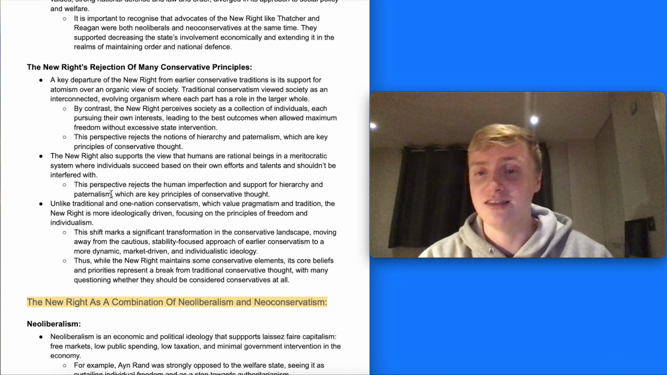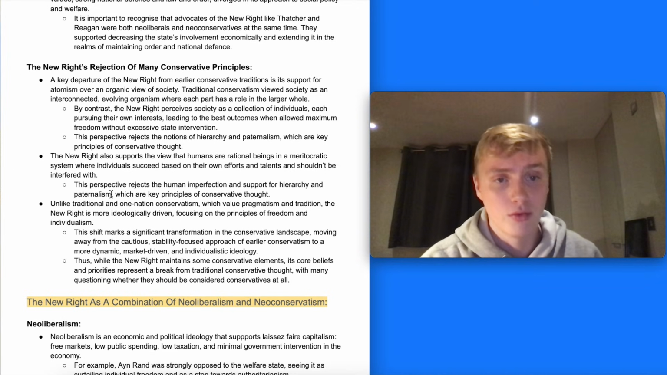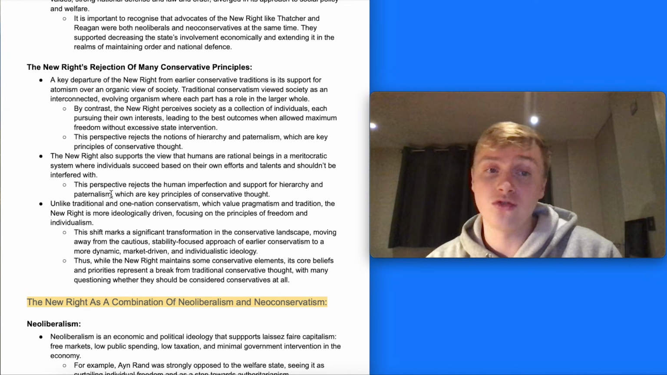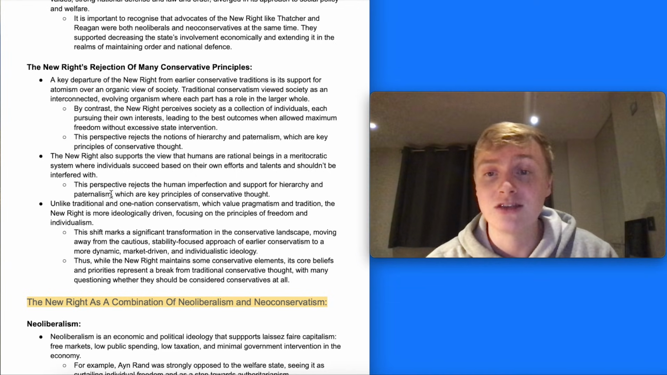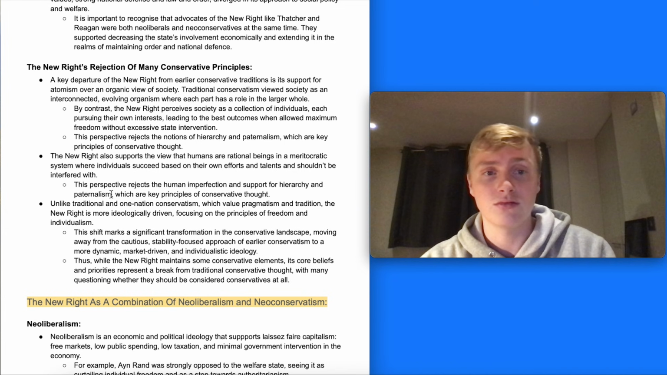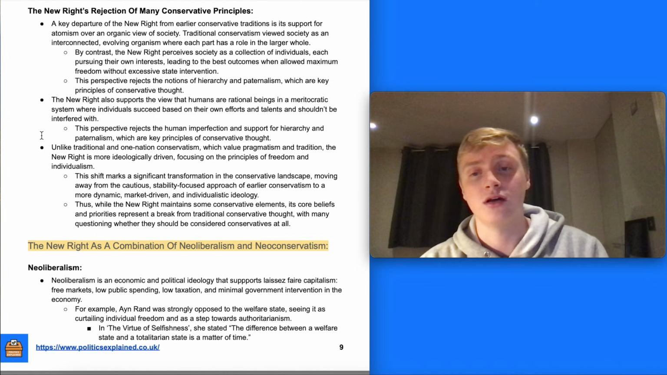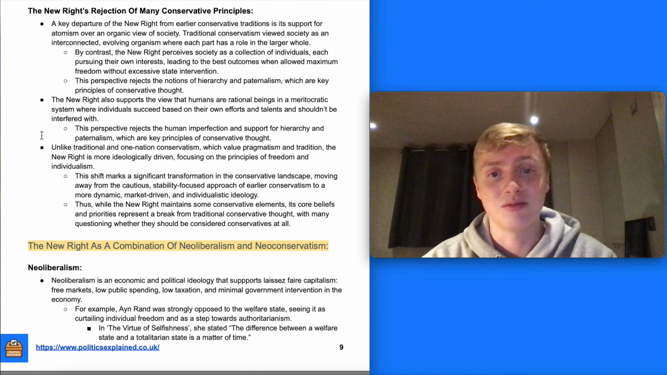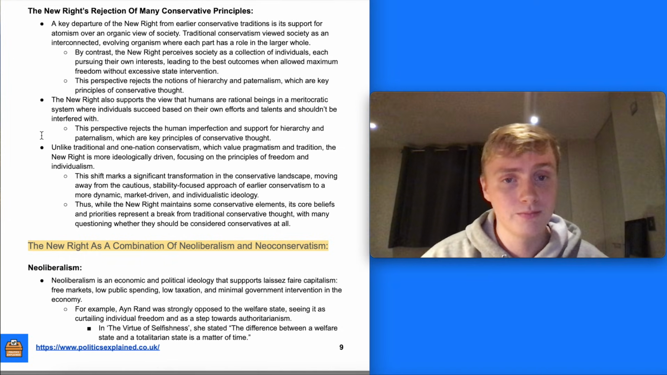And that crucially rejects these key notions of hierarchy and paternalism as well, which are key principles of conservative thought. The new right also supports the view that humans are rational beings in a meritocratic system where individuals succeed based on their own efforts and talents and shouldn't be interfered with. This again represents a key rejection of the conservative principle of human imperfection and support for hierarchy and paternalism, again, key principles of conservative thought.